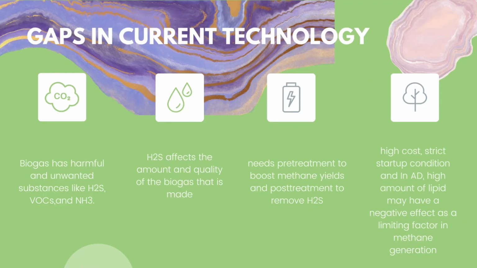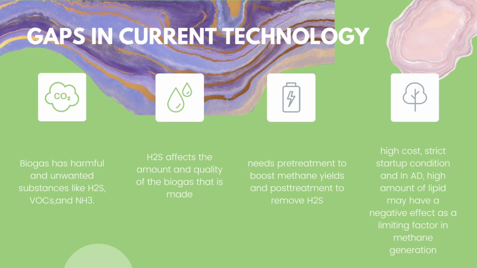Gaps in the current technology, which is anaerobic digestion. Biogas has harmful and unwanted substances like hydrogen sulfide, water, organic compounds, and ammonia. Hydrogen sulfide and ammonia are harmful and highly corrosive, causing harm to the combined heat and power unit and metal bulk. The presence of hydrogen sulfide affects the quantity and the quality of the generated biogas, as well as emitting harmful emissions and corroding the biogas purification. Since the biogas generated by AD contains impurities, it typically needs preventative treatment to boost the methane yields and post-treatment to eliminate hydrogen sulfide. These processes are energy intensive as well as expensive.